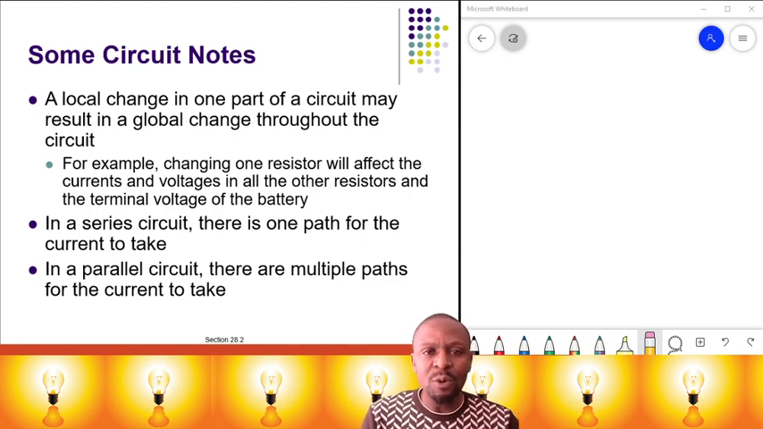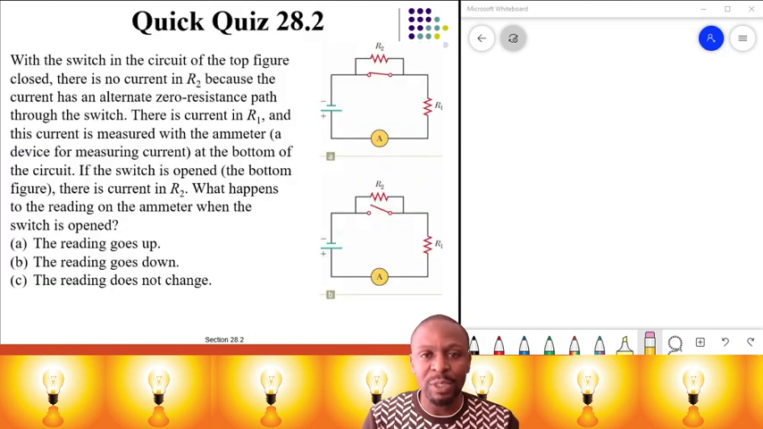Now, a local change in one part of a circuit may result in a global change throughout the circuit. As I've said, suppose that you cut one resistor, and now the whole circuit is not going to be operational. For example, changing one resistor will affect the current and the voltage in all the other resistors and the terminal voltage of the battery. In a series circuit, there is one path for the current to take. In a parallel circuit, there are multiple paths for the current to take.